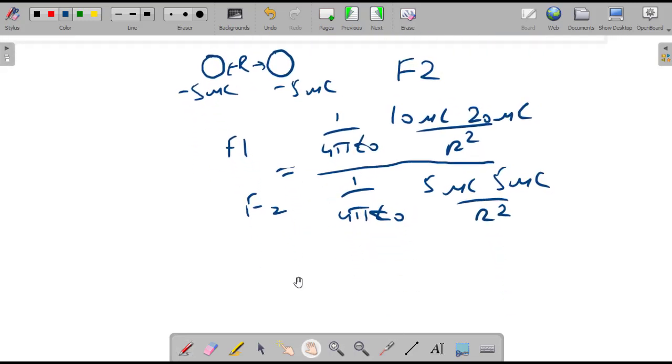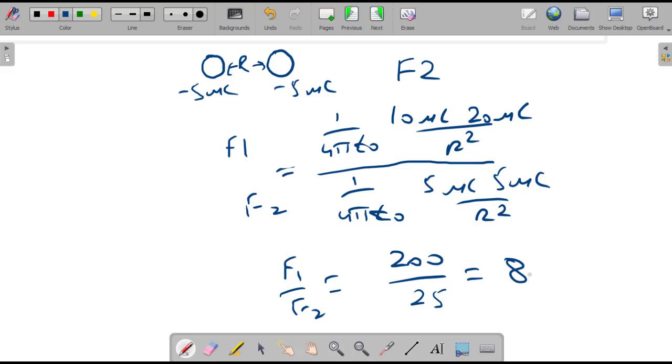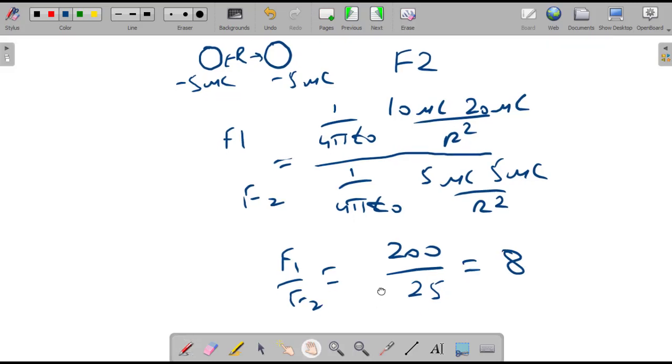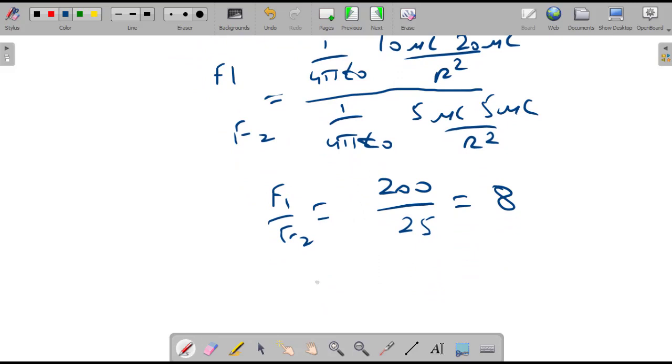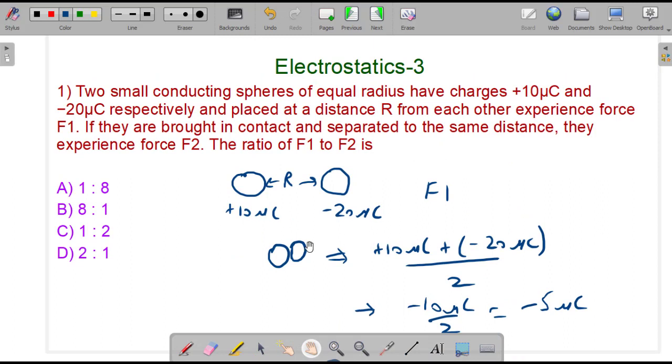So now we have to solve this. Many things get cancelled out. What we are left with is F1 upon F2: 10 into 20 is 200, over 5 into 5 is 25, and all the rest get cancelled out. So this is actually 8. The answer 8 means 8 upon 1. So the ratio of F1 to F2 is 8:1. So here the answer is B, 8:1.